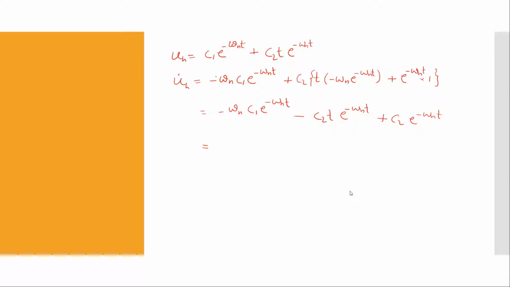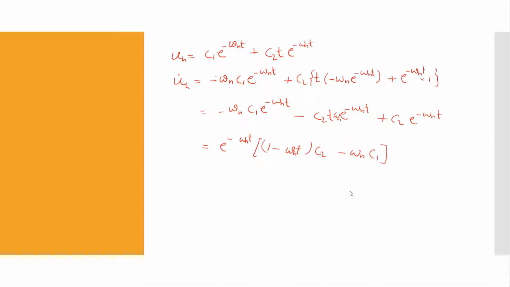So we can write finally this equation. e to the power minus xi omega n t would be constant, so xi is 1 here, so we'll take it outside, and 1 minus omega n t, and we have differentiated here would be c2 omega n is here, so omega n t into c2 minus omega n c1.